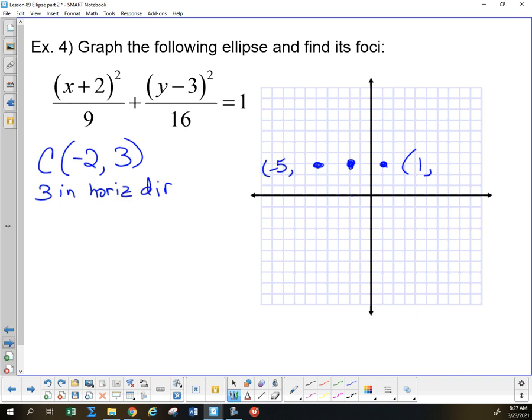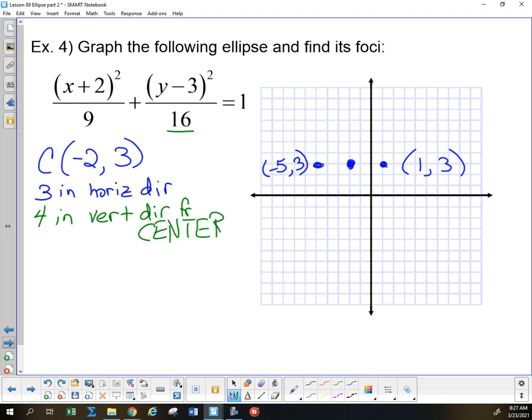If I started at a height of 3 and just go left and right, I'm still at a height of positive 3 for the y coordinates for both of those. For the other two vertices, now I need to take the square root of 16, so I need to go 4 in the y or vertical direction from that center.